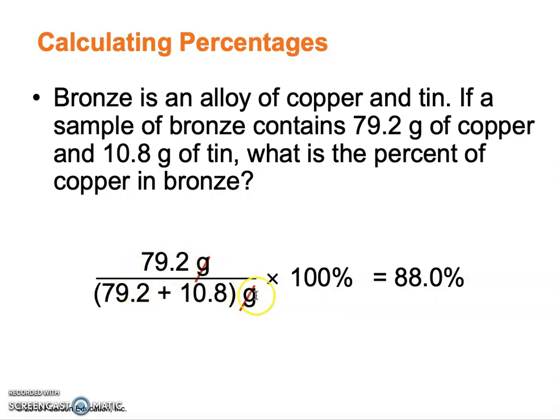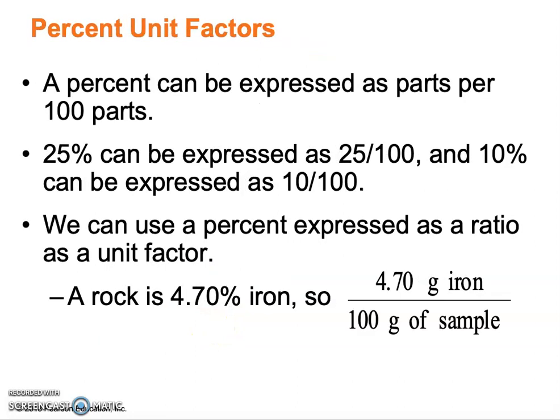If you put these numbers into a calculator, it gives you 88.0%. That means that there is 88.0% copper in the bronze sample. Now you can also express the percent as a unit factor. A percent can be expressed as parts per 100 parts. For example, 25% can be expressed as 25 over 100, and 10% can be expressed as 10 over 100. We can use a percent expressed as a ratio as a unit factor.